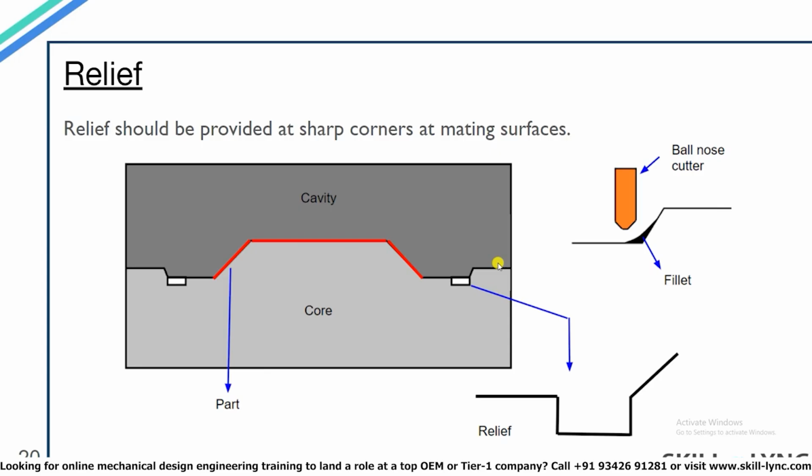When we use ball nose cutters for machining sharp corners, it produces a fillet at the corner, as you can see on the right side of the slide. The creation of this fillet makes it difficult to match the core and the cavity side. So that is why some relief is provided near sharp corners near the mating surfaces.